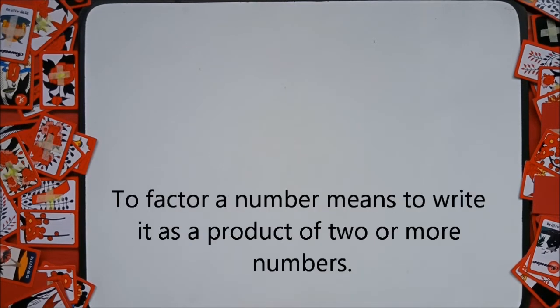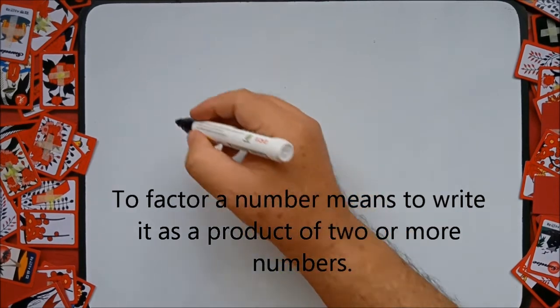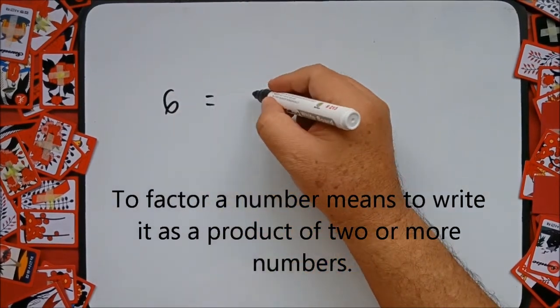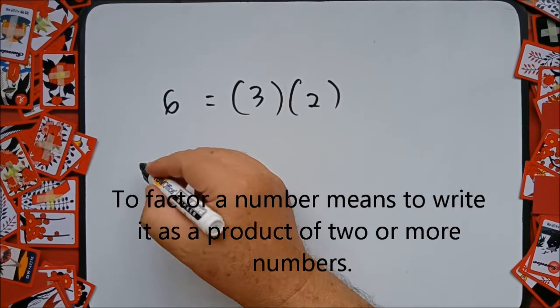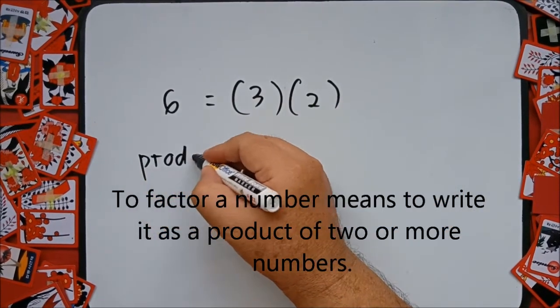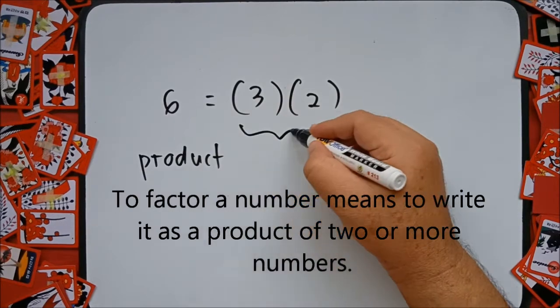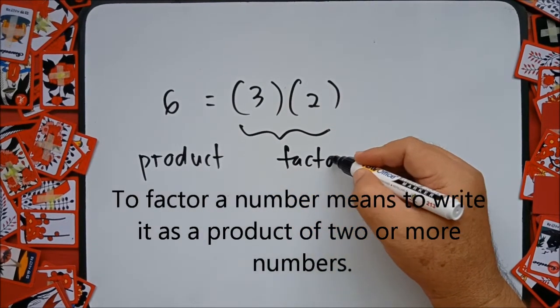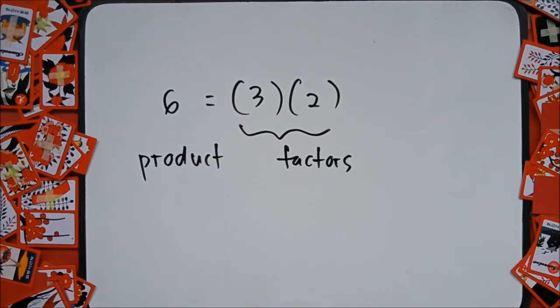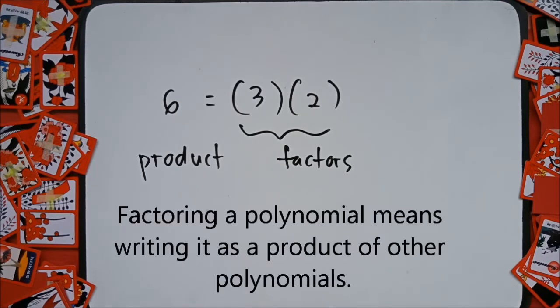So, when we say to factor a number, like for example, 6 is equal to 3 times 2. 6 is the product, and 3 times 2 is our factors. So they are factors. Kabaligtaran. Dati 3 times 2 equals 6. Ngayon naman ang 6 hinahanapan natin ng factors. Now, factoring a polynomial means writing it as a product of other polynomials.